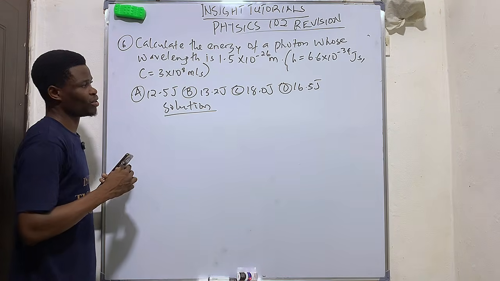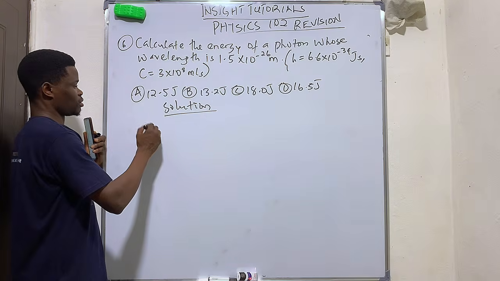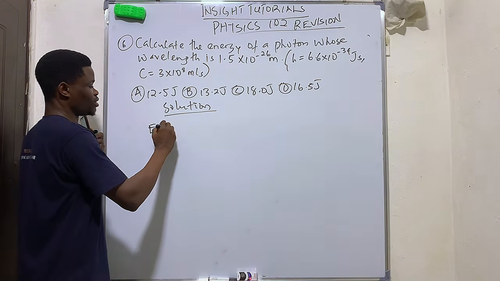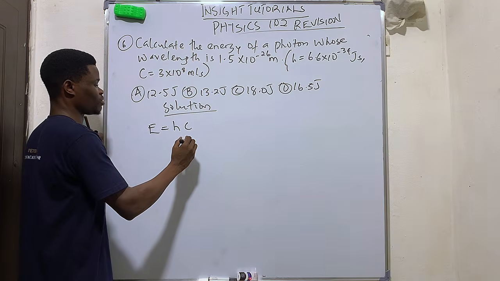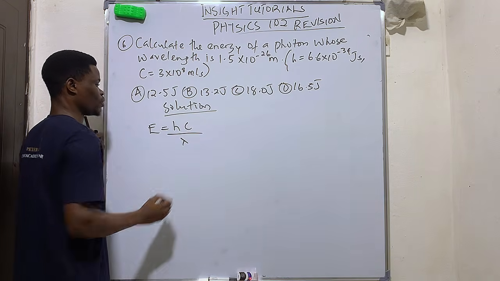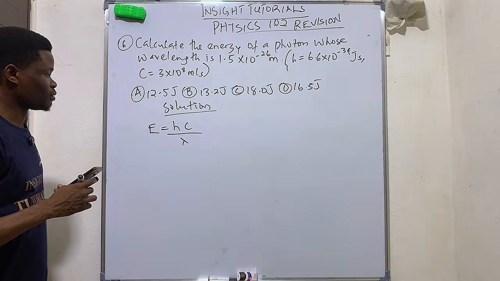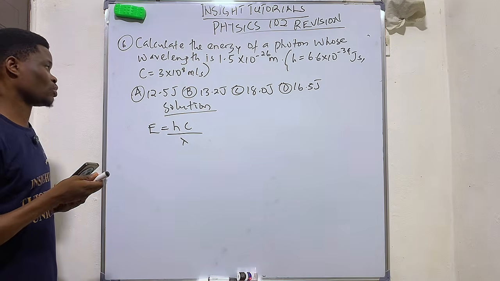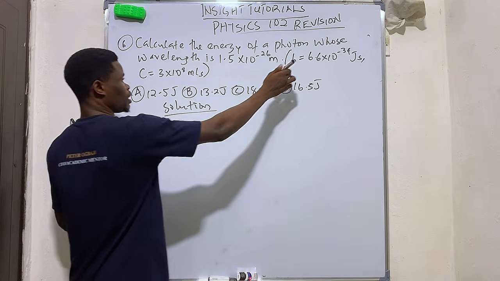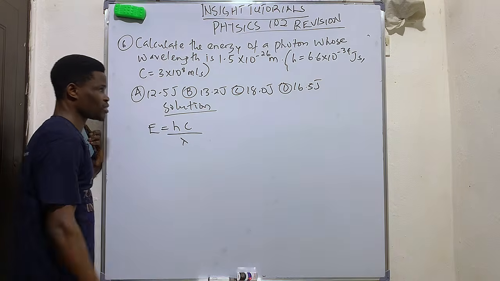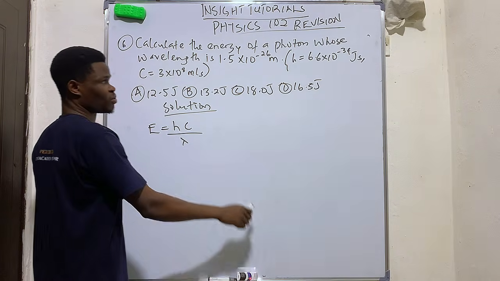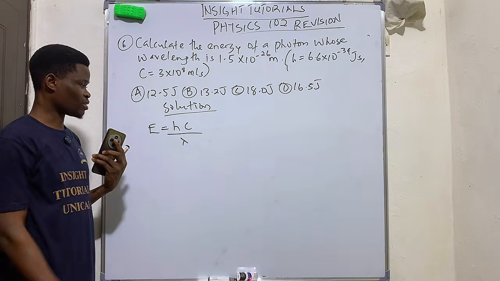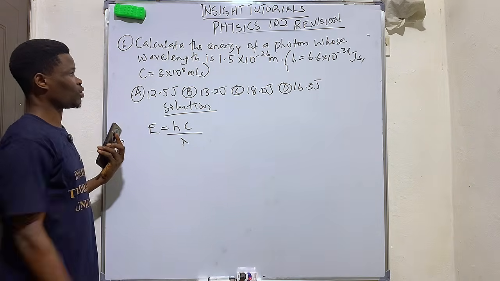So the formula we're going to apply in solving this question is: the energy of a photon is equal to the Planck constant times the speed of light all over the wavelength. This is the formula we're going to apply in solving this particular photon-related question. We've already been given our Planck's constant as 6.6 times 10 to the power of negative 34 joule seconds. And we have the speed of light, which you know is a constant. We have our wavelength also given as this.